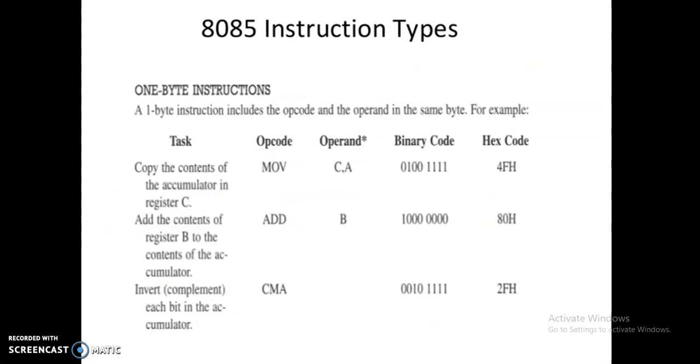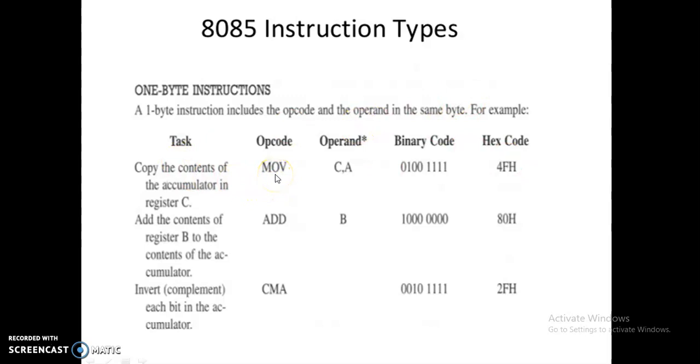This is the first one, the 1-byte instruction. Byte means 8 bits is equal to 1 byte. You all know about this. A 1-byte instruction includes the opcode and operand in the same byte. Okay. What is meant by opcode? Opcode is the operation code. Operand is the data to be operated on by the opcode. Okay. For example, here the first example is move.